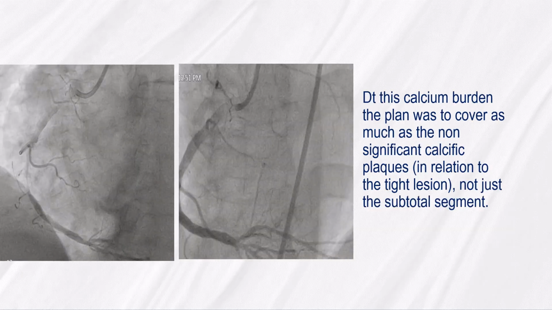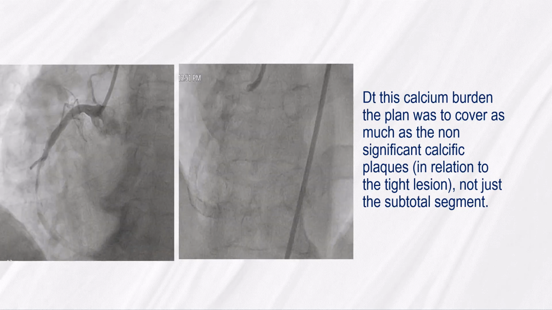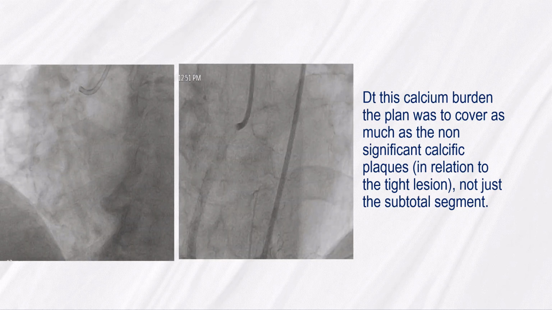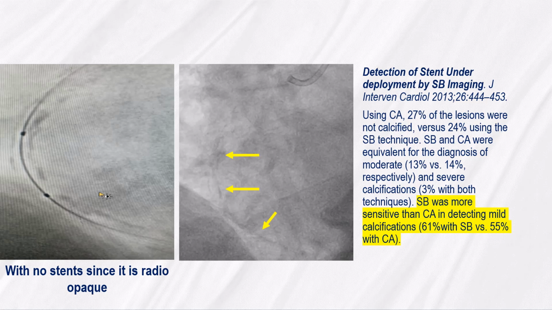And due to this calcium burden, the plan was to cover as much as possible of the non-significant calcium plaques in relation to the tight lesion, not just the subtotal segment. Calcium may be the cause of under-expansion on one side of the artery and may predict perforation if with overexpansion. In this study, stent enhancement images were more sensitive than coronary angiography in detecting mild calcifications, 61% versus 55%. Even with no stents, since it is radio-opaque.